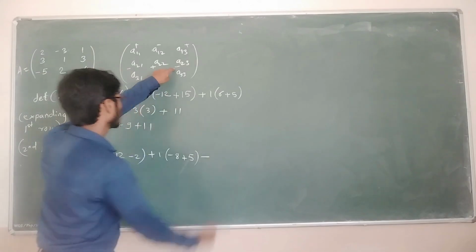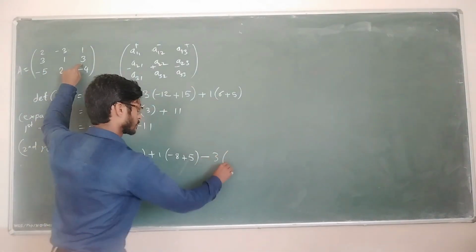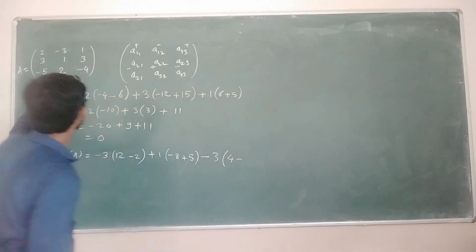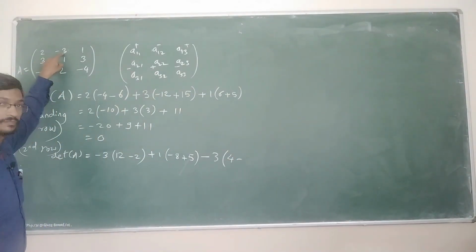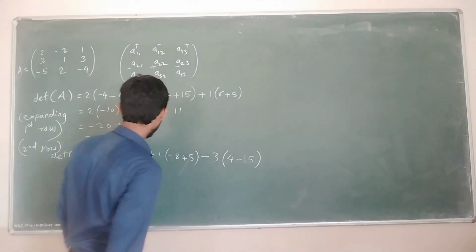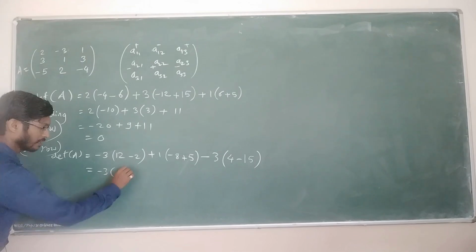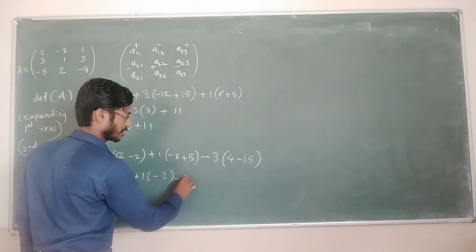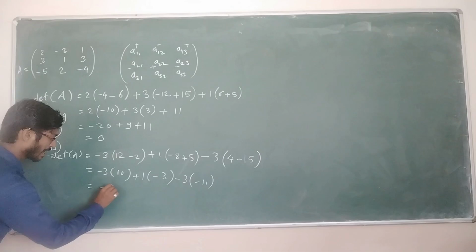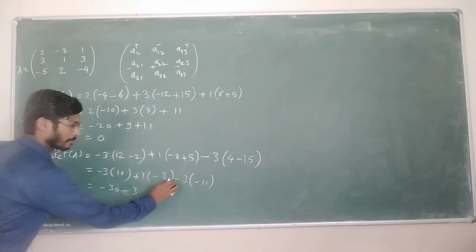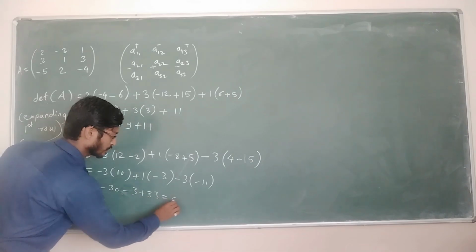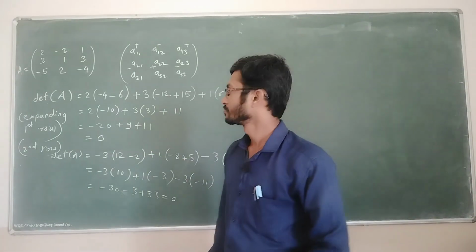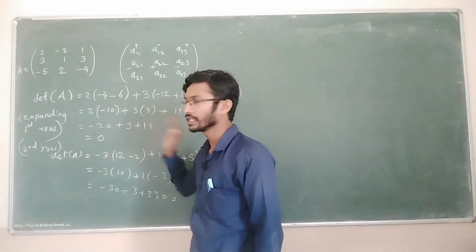Again here is minus, so I will write minus 3. Now I will leave this column and row, I will get 2 into 2 is 4, minus 5 into minus 3, that is plus 15. Okay. Now I will add this: minus 3 into 10 plus 1 into minus 3 minus 3 into minus 11. You can see here minus 30 minus 3 plus 33. So this will give you the answer 0. So you can expand this with any row or column. I have shown with the first row, I have also shown with the second row.